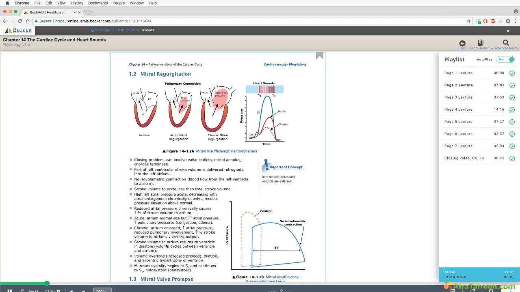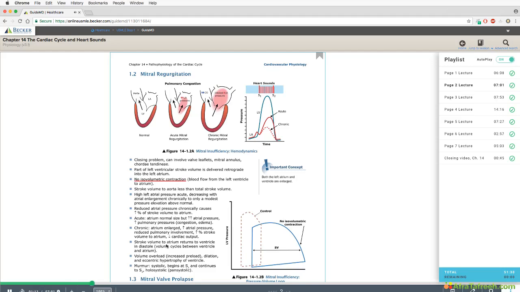When does the mitral valve close? At the beginning of isovolumetric contraction. Since the valve does not close properly during isovolumetric contraction, blood is being pumped from the ventricle back into the atrium. You are losing blood from that ventricle during isovolumetric contraction. In other words, there is no isovolumetric contraction.